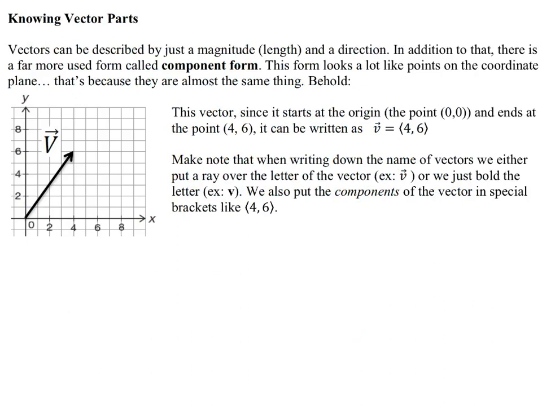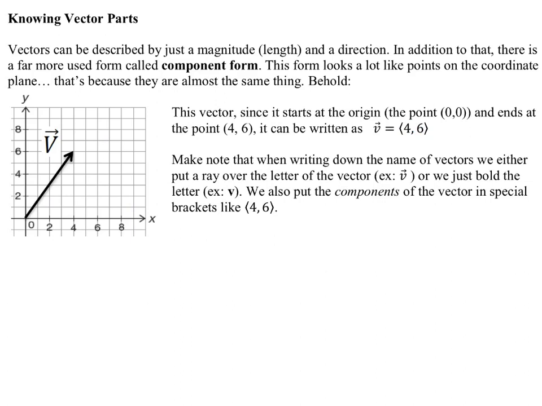Vectors can be written out in multiple ways, but the way we're going to be dealing with it is called component form. And the component form just tells you the change in the x and the change in the y. So a vector like this, that goes from 0, 0 to 4, 6, went right 4 and up 6, kind of like slope. And we're going to write out that vector form like this: 4, 6, and it's got these different kinds of brackets on it. They look like greater than and less than symbols.